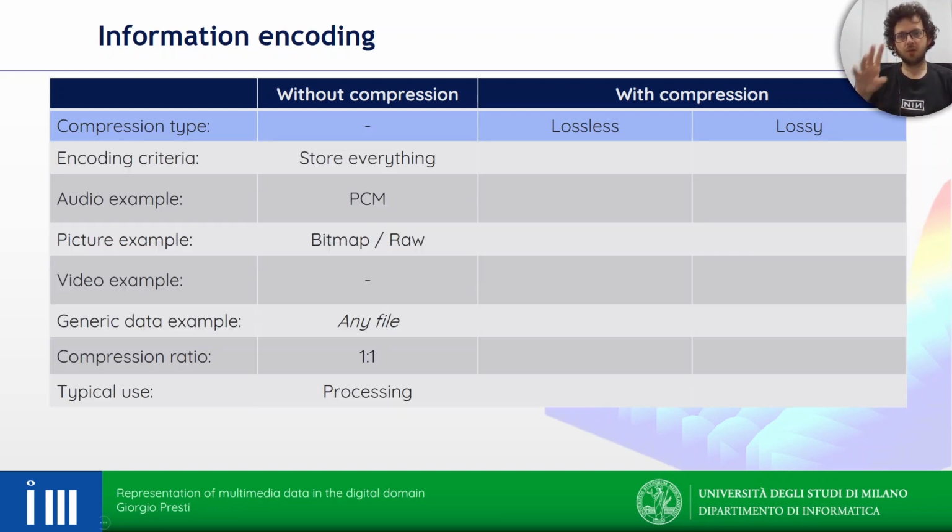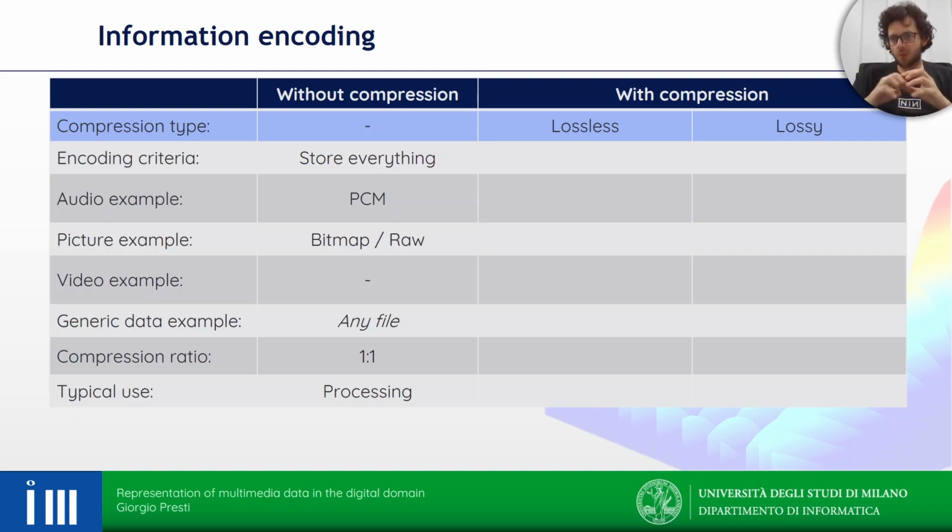When we store something without compression, which is the calculation we made before, we just store everything. That string of numbers we saw when we talked about digitization is what is stored inside a computer. So we store every single sample of sound or image or video we convert from analog to digital. In audio, we call this way of storing information pulse code modulation, in short PCM. Picture examples of this way of storing data are bitmap or raw data.